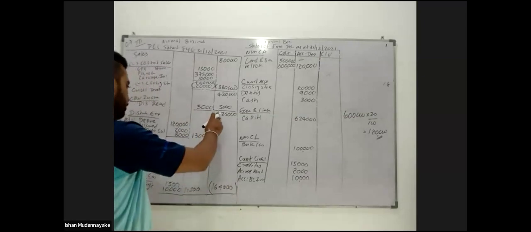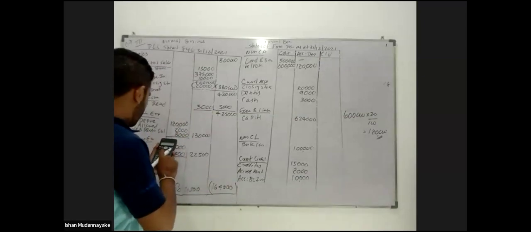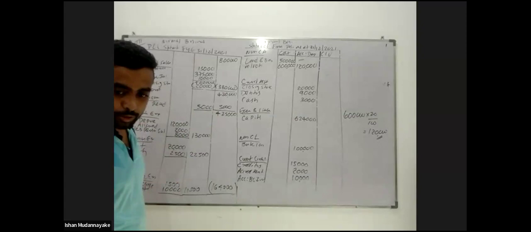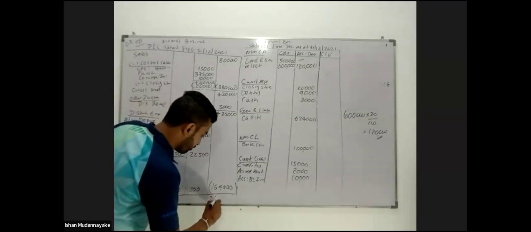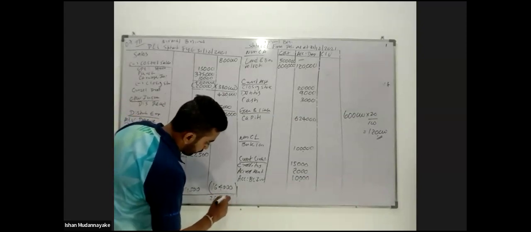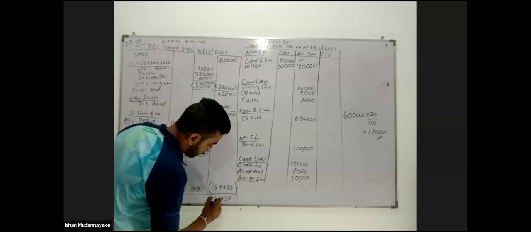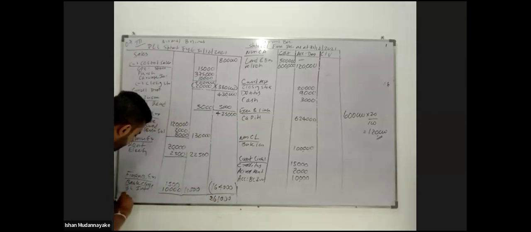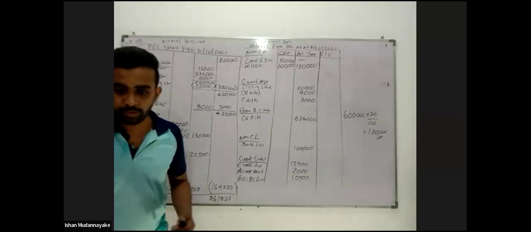Now 425,000 minus 164,000 is 261,000 profit. Is it correct? Net profit 261,000. Is it correct, Lamai? Net profit. Okay, that is correct.